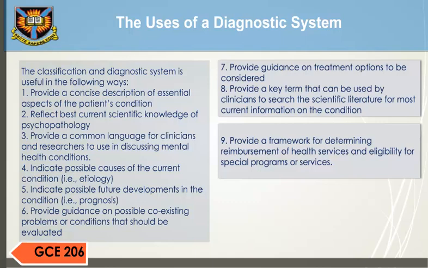6. Provide guidance on possible coexisting problems or conditions that should be evaluated. 7. Provide guidance on treatment options to be considered. 8. Provide a key term that can be used by clinicians to search the scientific literature for more current information on the condition. 9. Provide a framework for determining reimbursement of health services and eligibility for special programs or services.